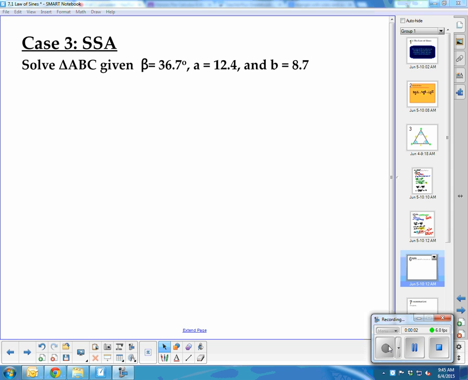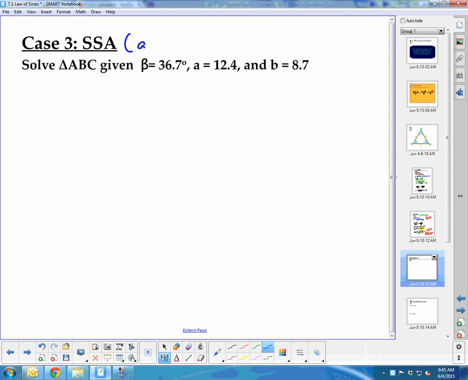Okay, in this video, we're going to look at another case of SSA that is different than the previous case of SSA. This, by the way, is also sometimes called the ambiguous case. And you'll see why in a minute. So the ambiguous case. So we've got our triangle ABC.